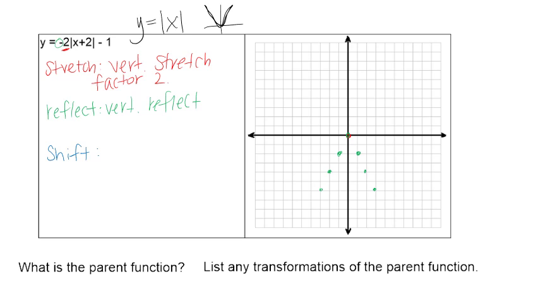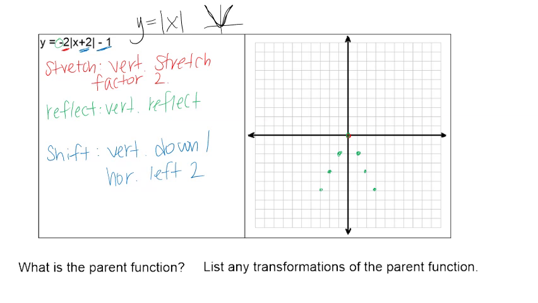All right, then the last piece is any shifts. So I see 2 shifts happening. It's important that we focus on both of them. So we're going to shift vertically. And because we have -1, we're going to go down 1. And then we're also going to shift horizontally. And because we're adding 2, that means that we'd go to the left 2. Remember, when we're adding to the inside, we do the opposite of what we think it should do.